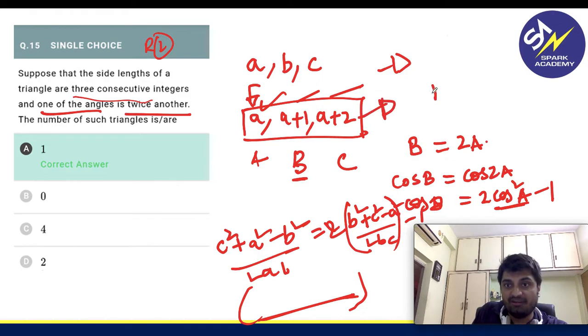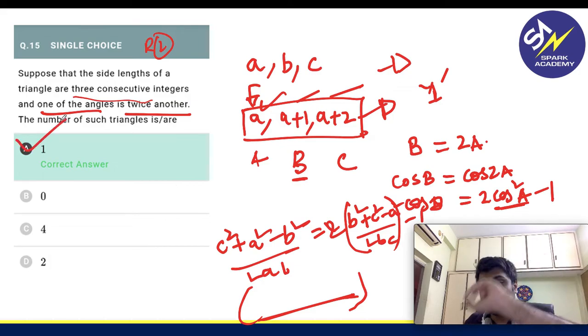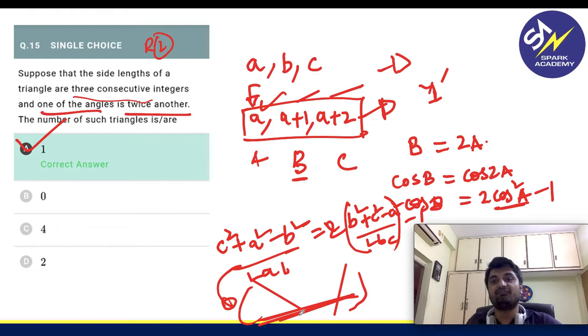If it is only one possible value, then you will get only one answer. How do you know whether it is possible or not? You know that sides should always be positive only. So if you simplify this quadratic, again you are getting a quadratic, and if you simplify, you will only get one possibility. So one triangle.